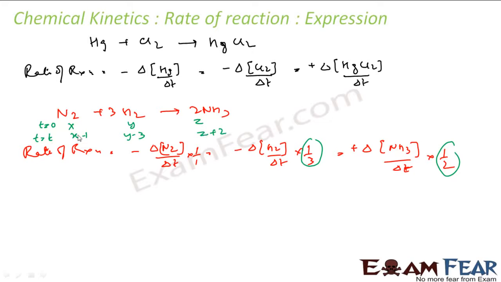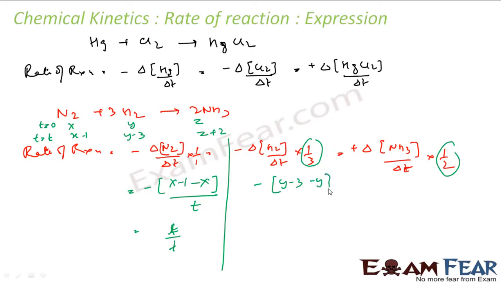Correct? So let's find the value of first, delta N2 by delta t, minus of this. This becomes minus of delta N2, which is what? Final concentration minus initial concentration. Final concentration is x minus 1, minus initial concentration x, divided by change in time t. And this becomes, if you see, 1 by t. Correct? Let's find for this. Minus of change in concentration of hydrogen. Final concentration is y minus 3, initial concentration is y, by t. And that is nothing but 3 by t.